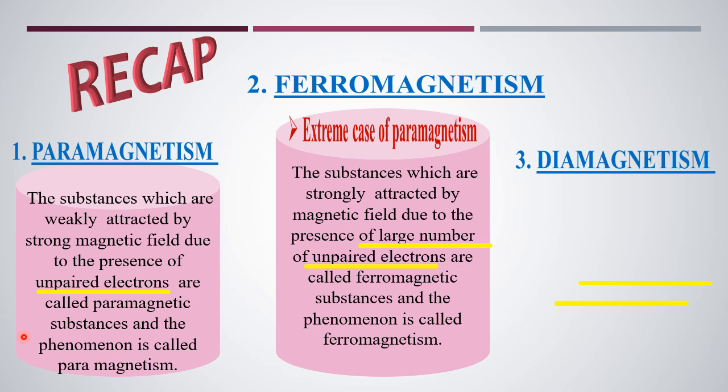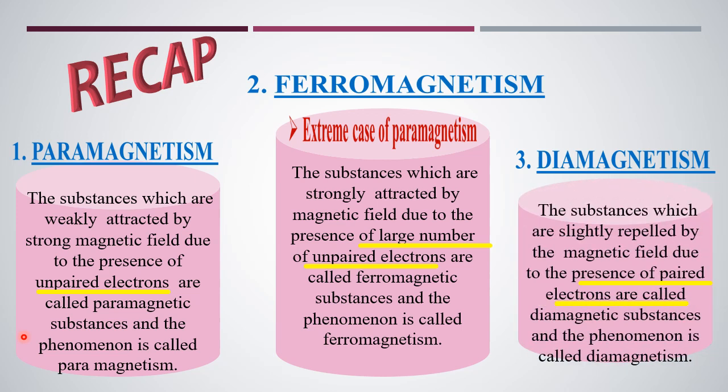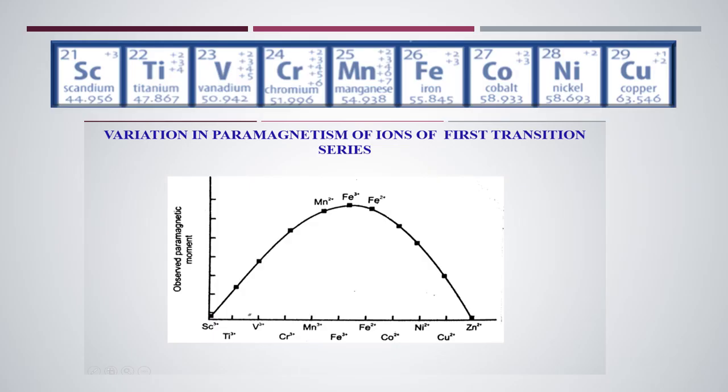Third, diamagnetism. The substances which are slightly repelled by the magnetic field due to the presence of paired electrons are called diamagnetic substances, and the phenomenon is called diamagnetism. In the first transition series, aka the 3d series, at the beginning the substances are paramagnetic. The paramagnetic behavior increases, reaches a maximum, that is ferromagnetism, at manganese and iron, and then decreases again to the diamagnetic behavior of copper and zinc.